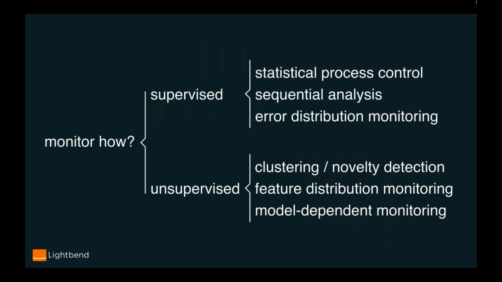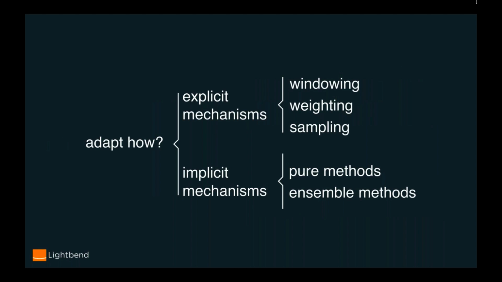Over the course of the years, there has been a number of angles explored to address these problems, and there has been a number of methods developed with increasing complexity and increasing success. We collect them under two categories: supervised and unsupervised methods. Within the supervised methods, we have statistical process control-based methods, sequential analysis-based methods, and error distribution monitoring. Within the unsupervised group, we have clustering and novelty detection-based methods, feature distribution monitoring and model-dependent monitoring.